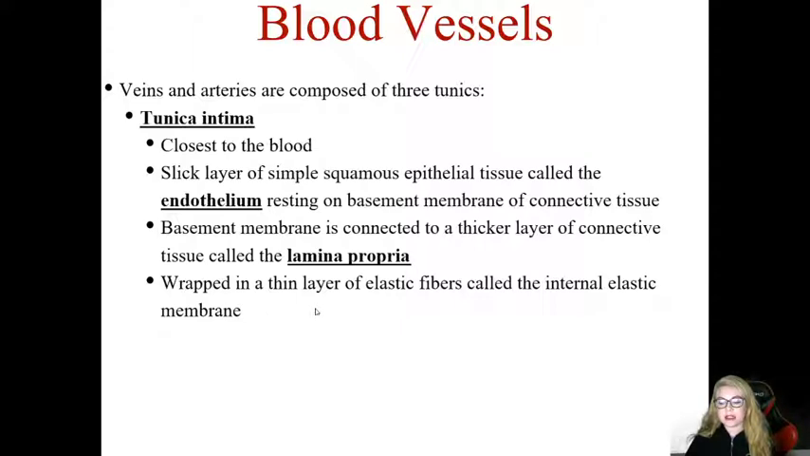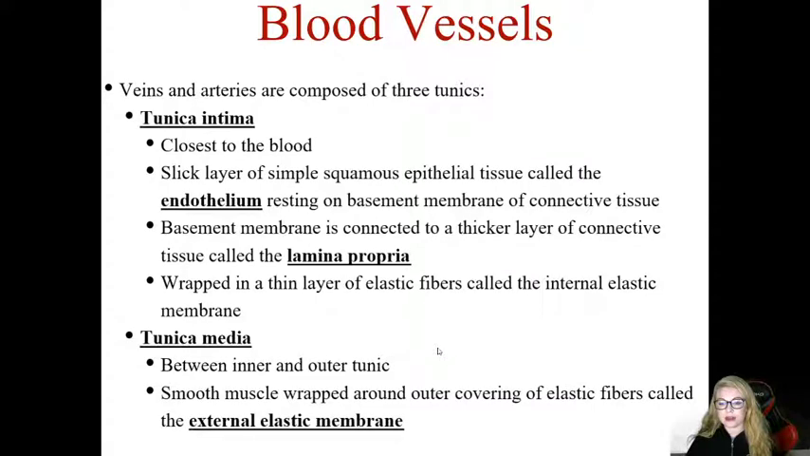Moving up to the next layer, the tunica media. It's between the inner and the outer tunic, so it's in between the tunica intima and the next tunic. This is composed of smooth muscle wrapped around outer coverings of elastic fibers, and these elastic fibers are called the external elastic membrane. So we have an internal elastic membrane in the tunica intima, and we have an external elastic membrane in the tunica media.